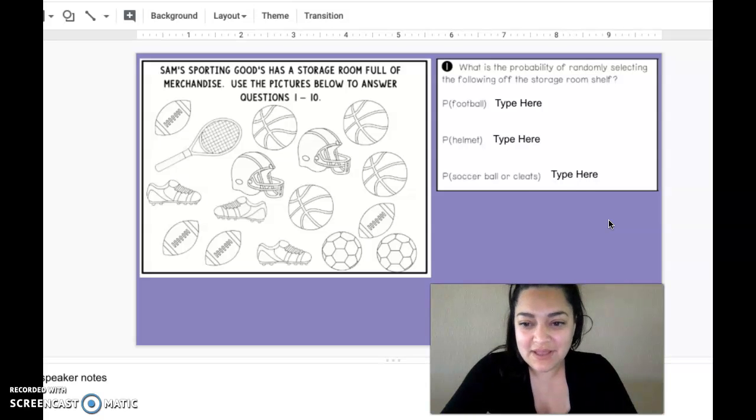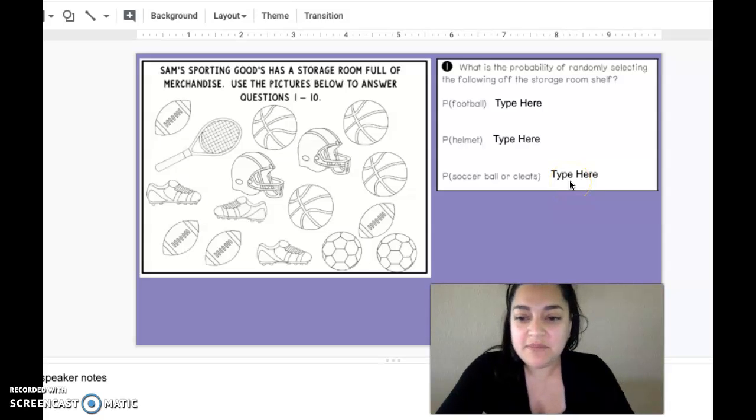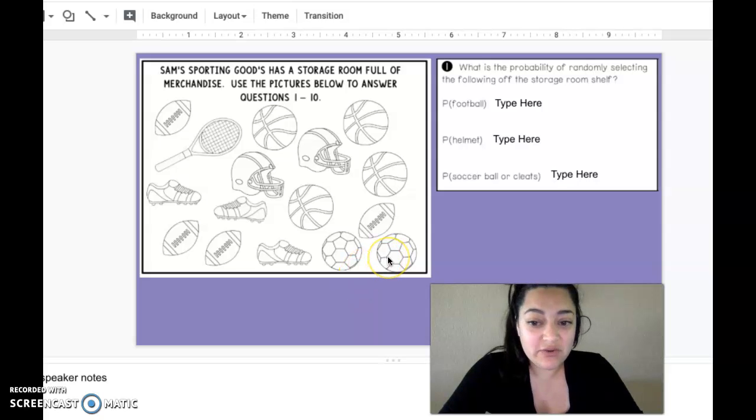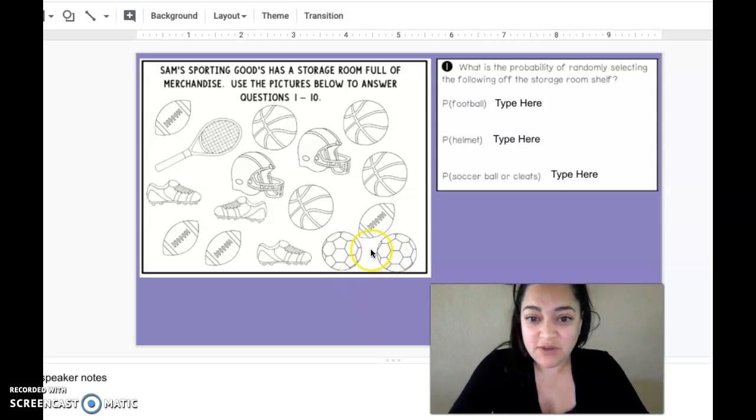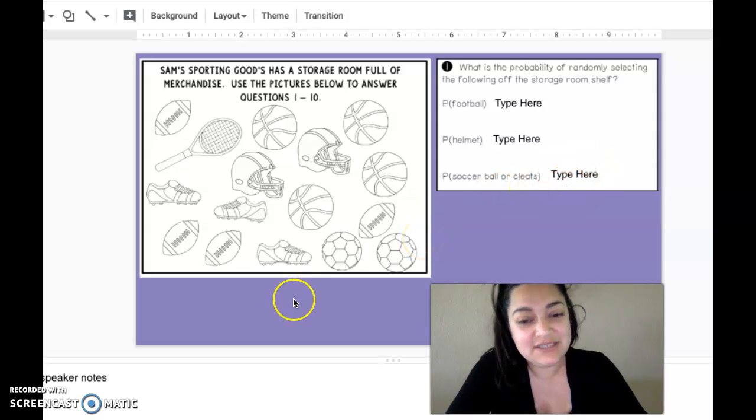Okay, and so then the last question on the slide says, what is the probability of getting a soccer ball or cleats? Well, that's when we're going to just count them all together. So soccer ball, we have two soccer balls, and cleats, we have one, two, three. So that together is five. So 5 out of 16. And that can't be simplified. So your answer would be 5 out of 16.